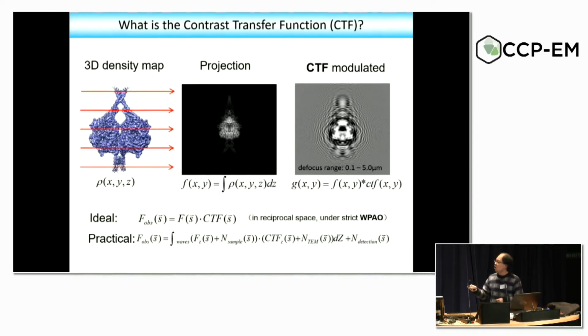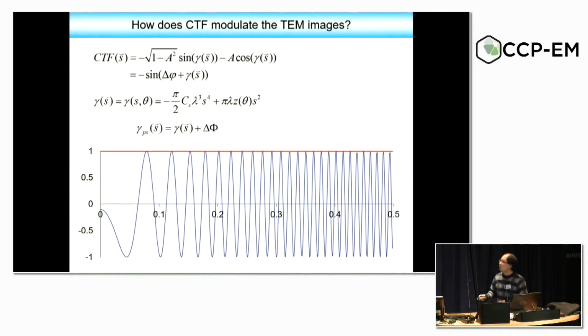But in practice, things are much more complicated. The object usually does not obey the strict weak phase approximation. You have noise from the sample itself and noise from the TEM image formation, and also in the final step, the detection. And also it's a 3D object rather than a 2D object.